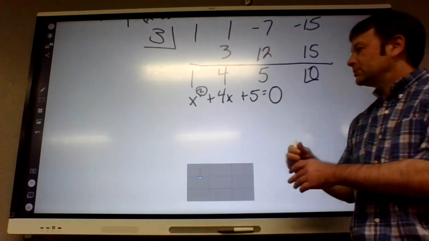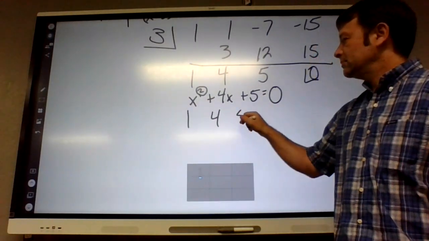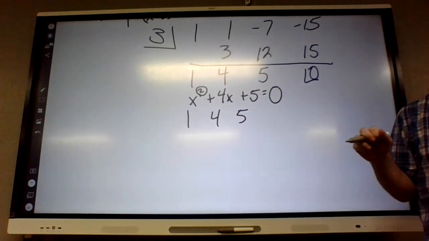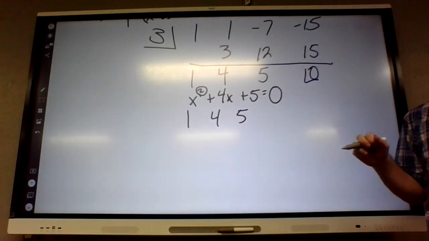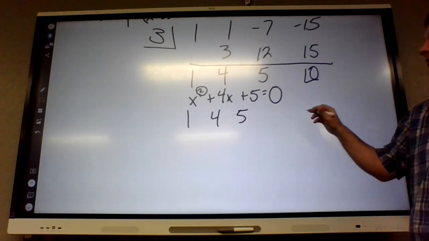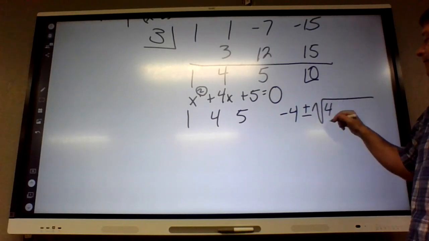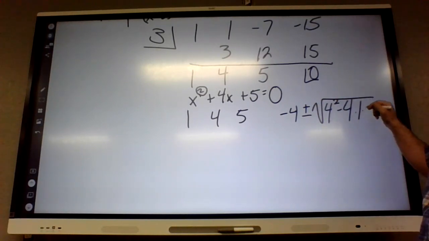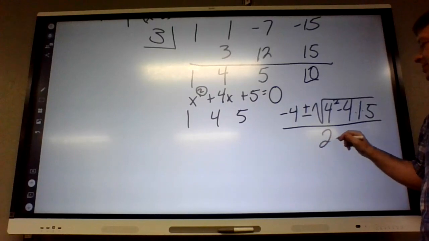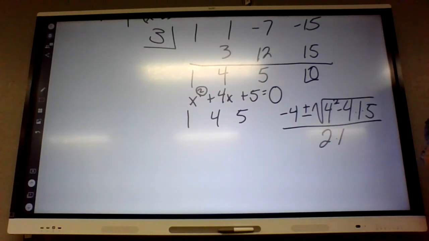Quadratic formula. What? Why am I in this class? Calm down. Really? You hate the quadratic that much? It's kind of stinky. Negative b plus or minus square root of b squared minus 4ac over 2a. See, it's not that bad.